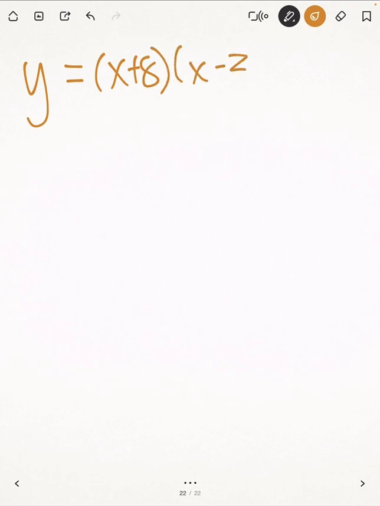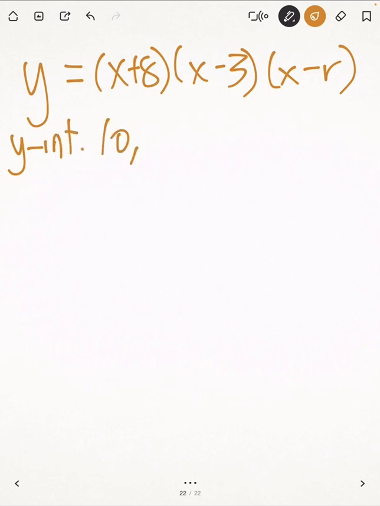So we're going to say y equals x plus 8, parentheses, x minus 3, parentheses, x minus r. All right, so in order to figure this out, we need to be told also that the y-intercept is 0, 12.